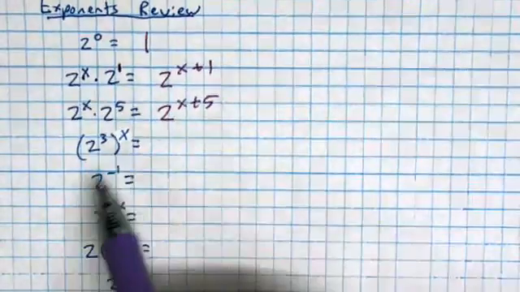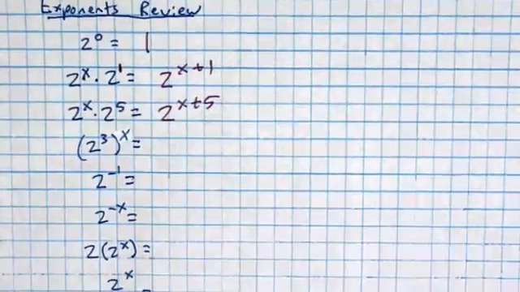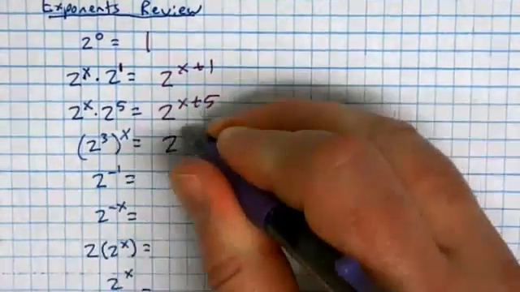Do you remember the shortcut? What we do when there's an exponent inside and outside of parentheses? Multiply the exponents. So this would be 2 to the 3x.